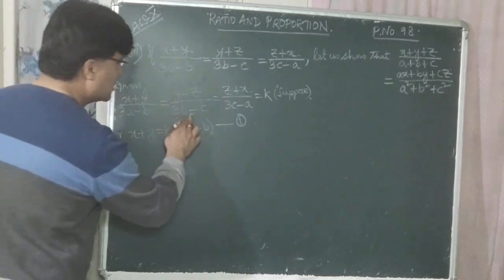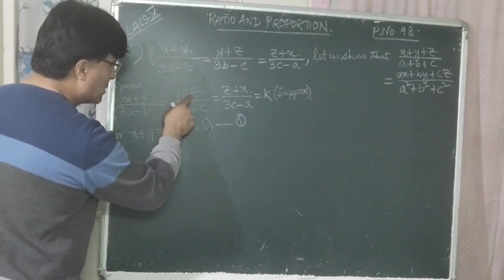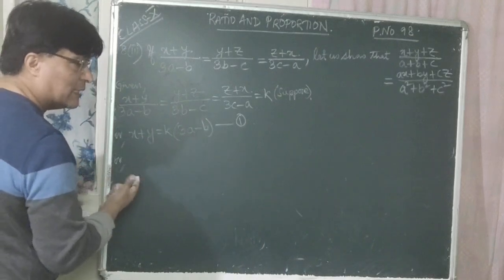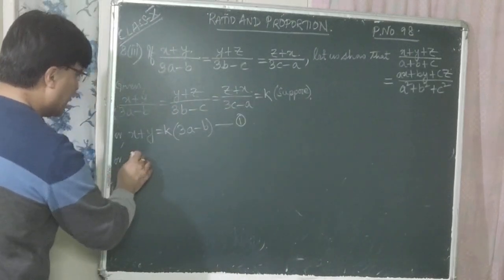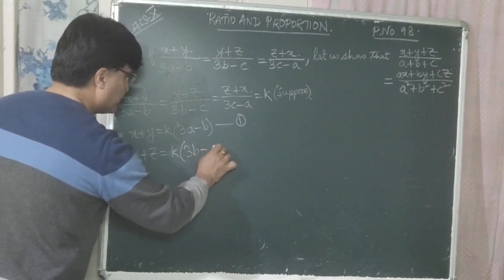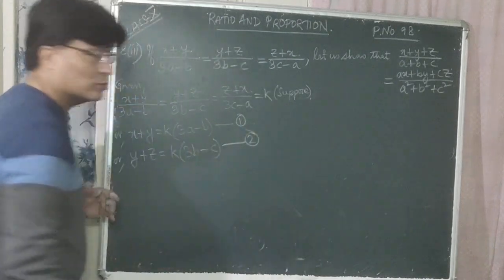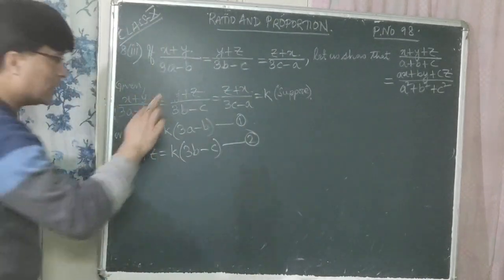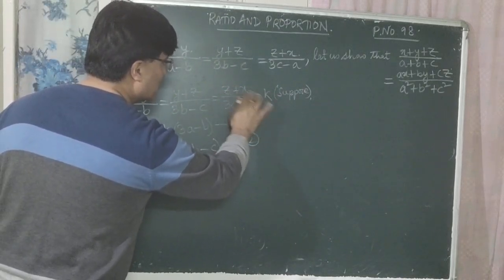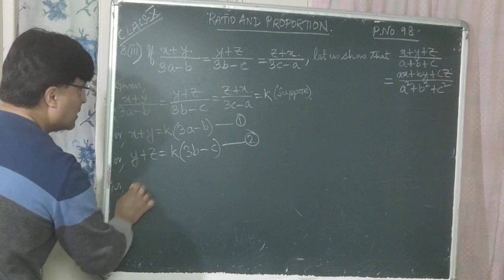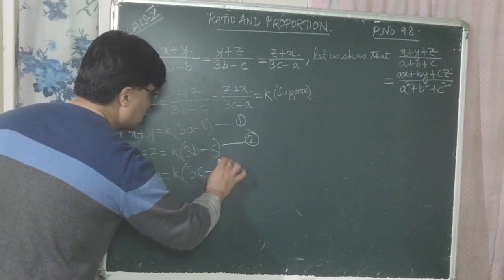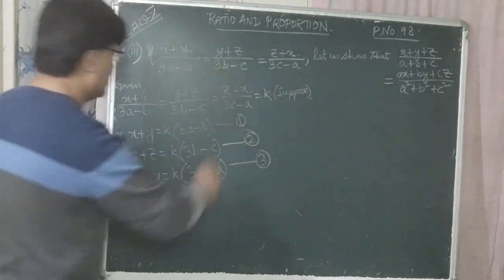Similarly, you can equate second and last. That is y plus z upon 3b minus c is equal to k. If you do cross multiplication, we have y plus z is equal to k into 3b minus c. Suppose this is equation number 2. Again you can equate the third to k. Cross multiplying, we get z plus x is equal to k into 3c minus a. Mark it as number 3.